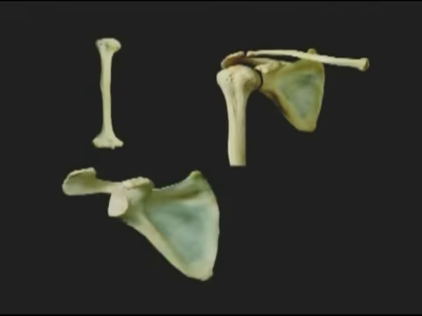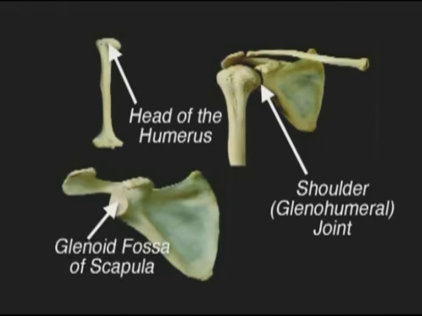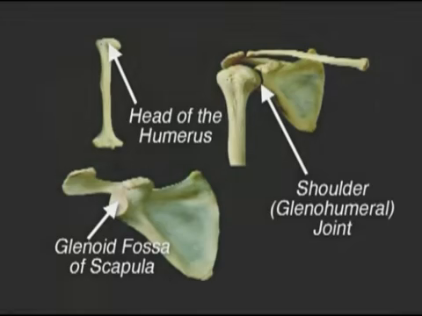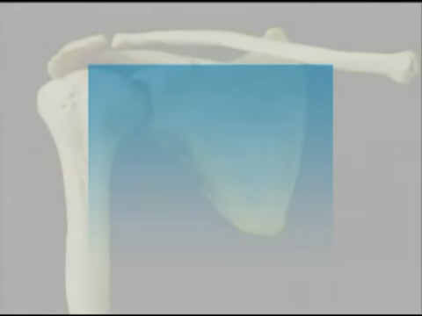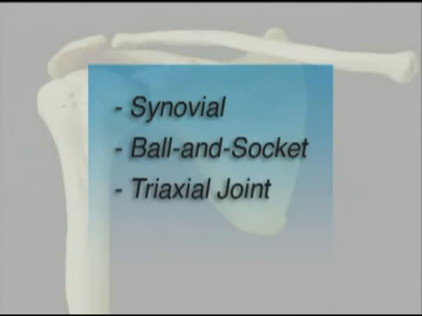The shoulder joint is also known as the glenohumeral joint and is located between the head of the humerus and the glenoid fossa of the scapula. It is the most mobile joint in the human body. It is a synovial, ball and socket, triaxial joint that allows motion within 3 planes around 3 axes.